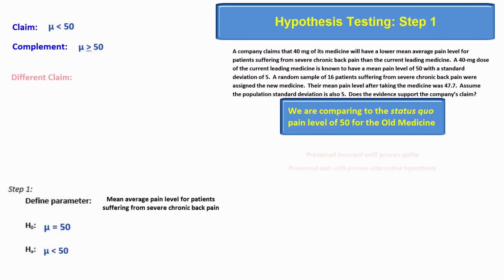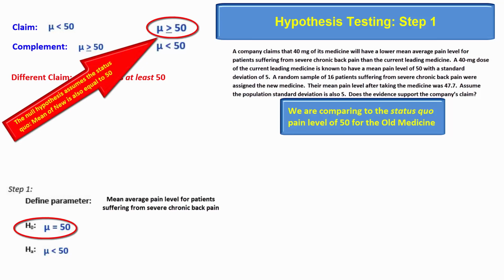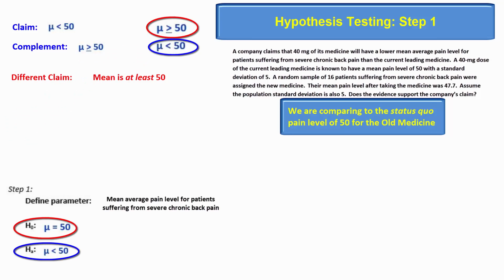Suppose the old company made the claim that the new medicine is no better. It claims the mean level of pain for the new medicine is at least 50. Here's the statement mathematically along with its complement. The null is the claim because it states the mean could equal 50, and by golly, we see that we get the same result as we did when the new company claimed that its mean was lower.